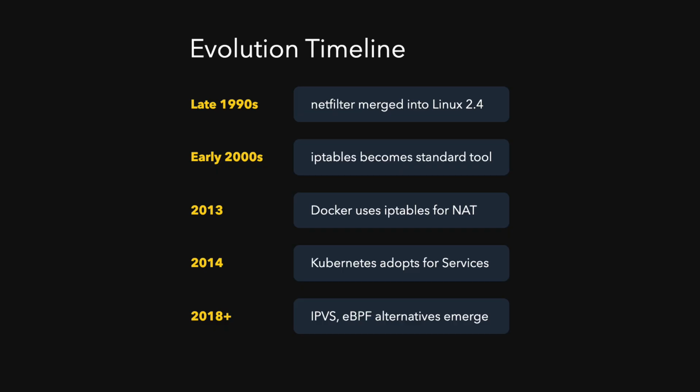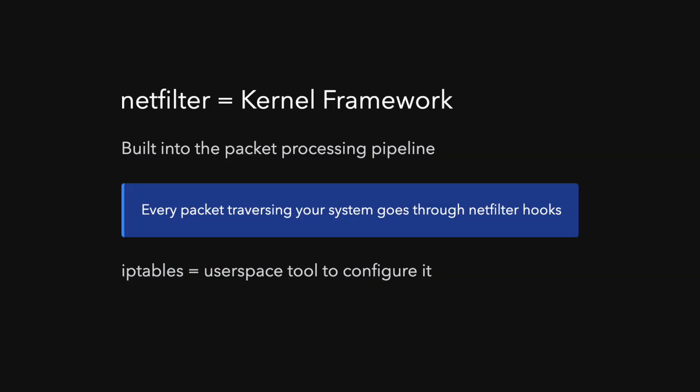First, the netfilter framework merged into Linux kernel 2.4. Then iptables became the standard user space tool for configuring netfilter rules. Then Docker used iptables for container port publishing and NAT. Then Kubernetes adopted iptables for services networking. And now we have different modes like IPVS for better performance and eBPF for line rate processing.